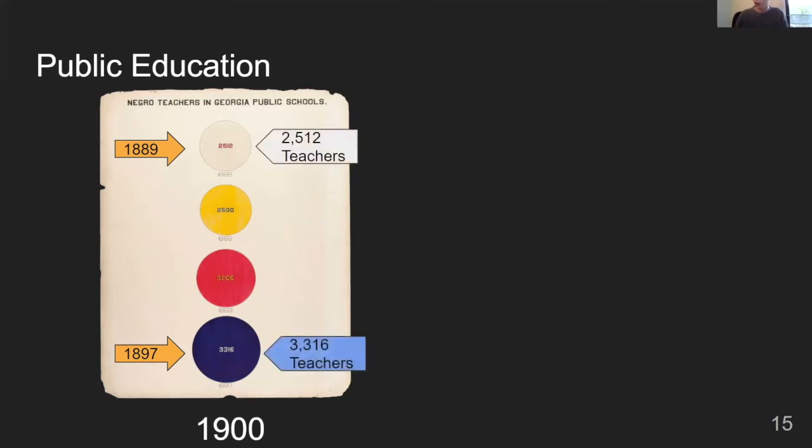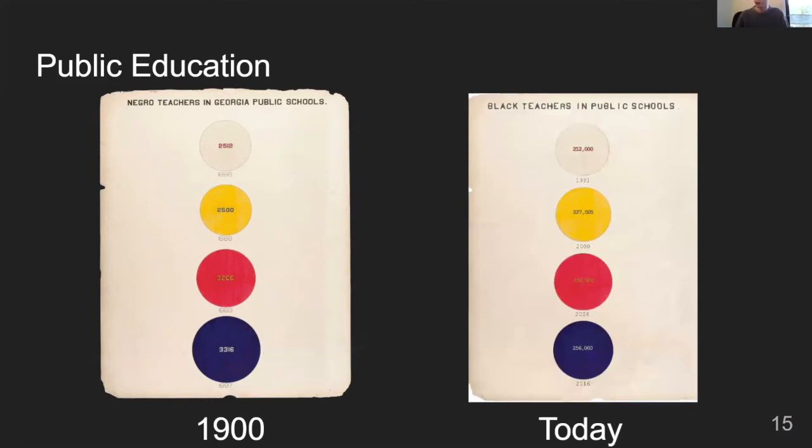Here we have those numbers. And when we revisit that with our modern chart, we don't see as much of a bubbling up. We still see a bubbling up. So from 1991 to 2016, we see our numbers go from 212,000 Black teachers specifically, to 256,000 Black teachers. And that's a lower percentage-wise change, which could be thought of as just a natural plateau.